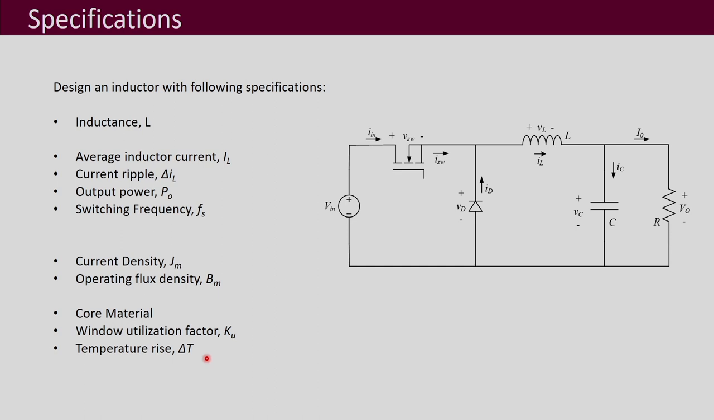And temperature rise delta T. Depending on your application, where you are going to use the inductor, what the ambient temperature is, and how much maximum temperature rise is allowed, you have to have a specification for the temperature rise delta T. How much delta T is allowed for that particular design.